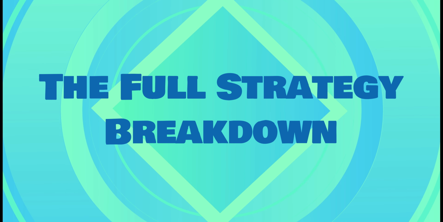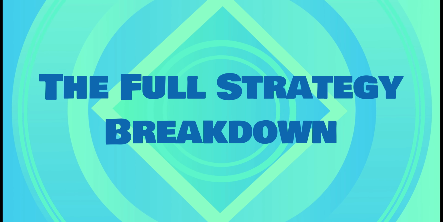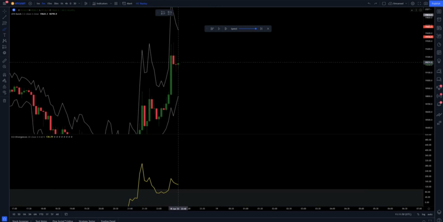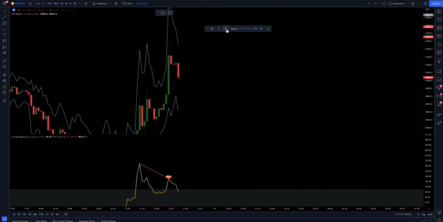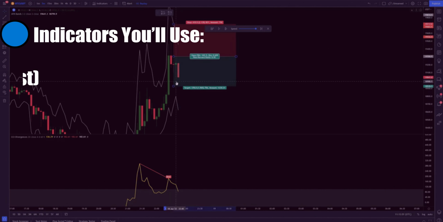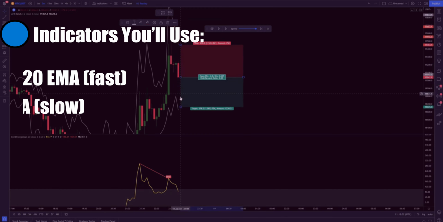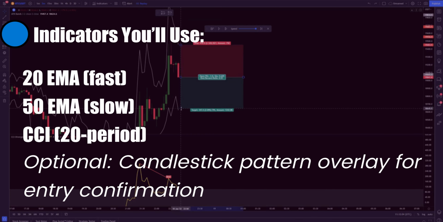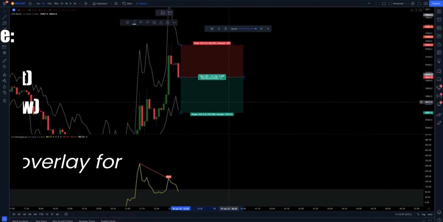The full strategy breakdown. All right, now that you know how CCI and EMAs work, let's build the strategy. This setup is designed to catch trend continuation with precision while avoiding most of the false signals that kill beginner traders. It's clean, simple, and scalable across forex, crypto, and stocks. Let's break it down step by step. Indicators you'll use: 20 EMA, fast; 50 EMA, slow; CCI, 20 period. Optional, candlestick pattern overlay for entry confirmation.